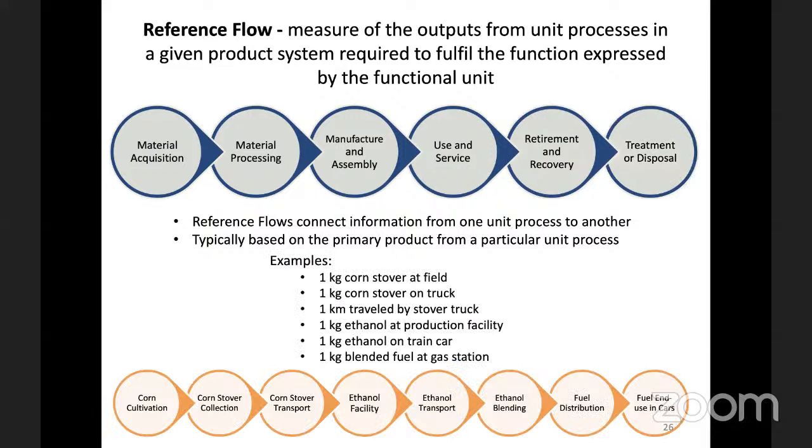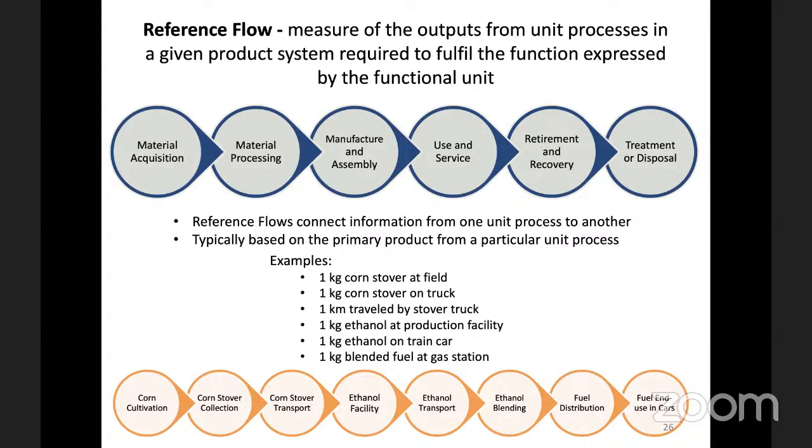So an example is when you have corn cultivation, you have 1 kg of corn stover at the field produced from corn cultivation. And you also have corn cultivated at the field, and you can have 1 kg of corn cultivated at the field, and your corn stover may be connected to the corn cultivation part. But what connects the corn stover collection to the corn cultivation is 1 kg of corn stover at the field, because that is your input required for your corn stover collection.